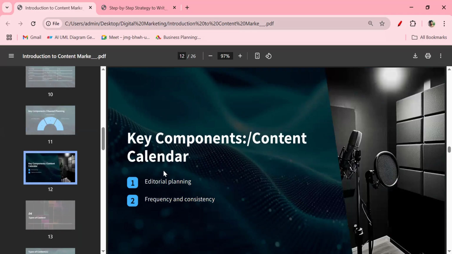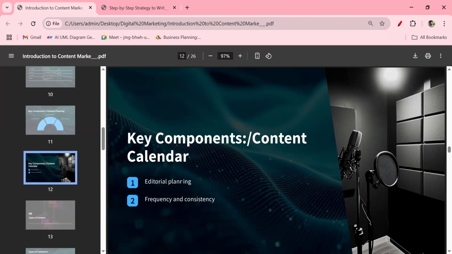Key components and content calendar. So what are the content calendar, editorial planning, and frequency and consistency? In editorial planning, you have to plan your particular content. If you are going to provide some content, you have to plan which content I have to make first, and then what are the steps. Okay. So which content is going to be first, then which is going to be the second, third, fourth, fifth, and you have to plan according to that.